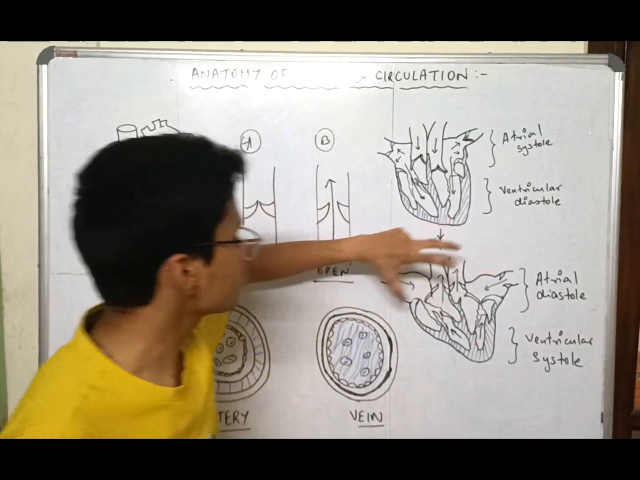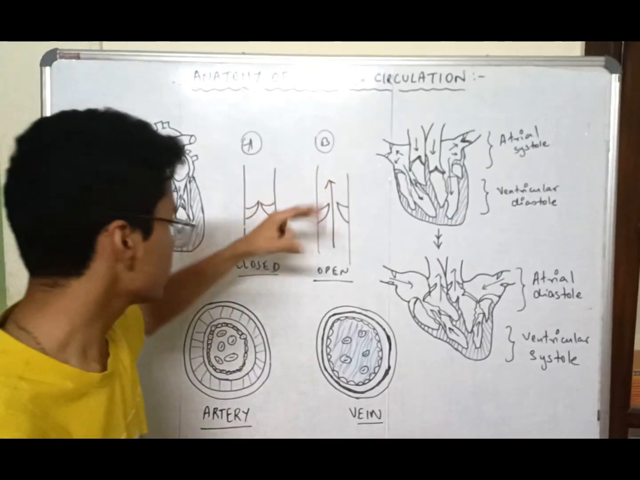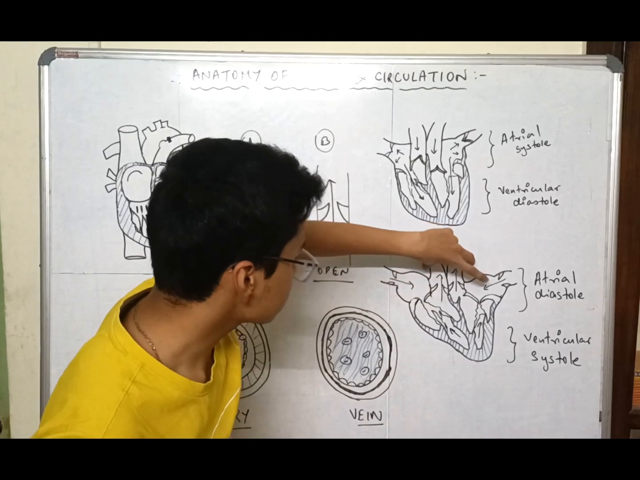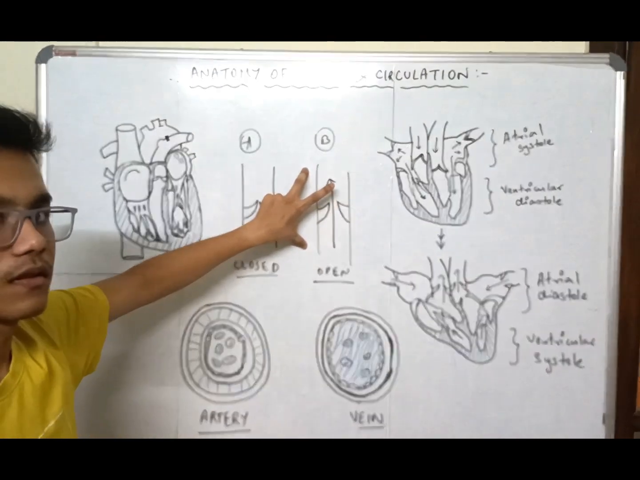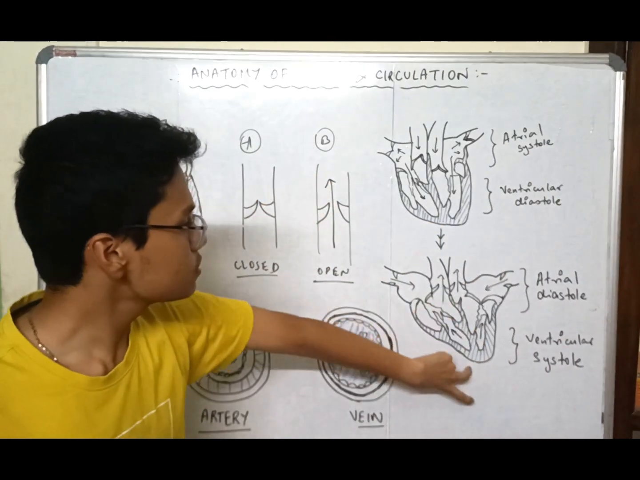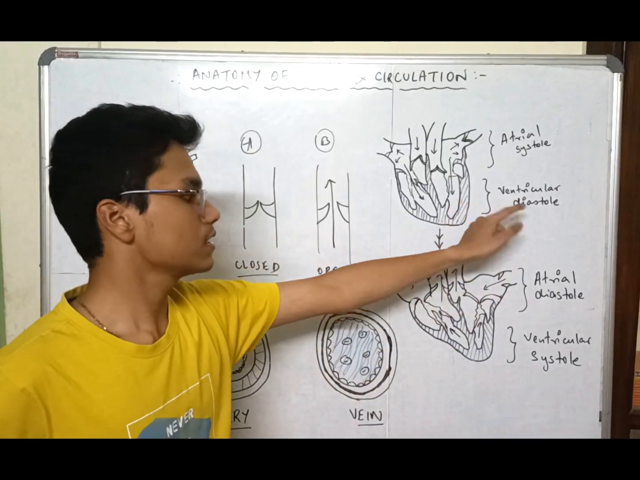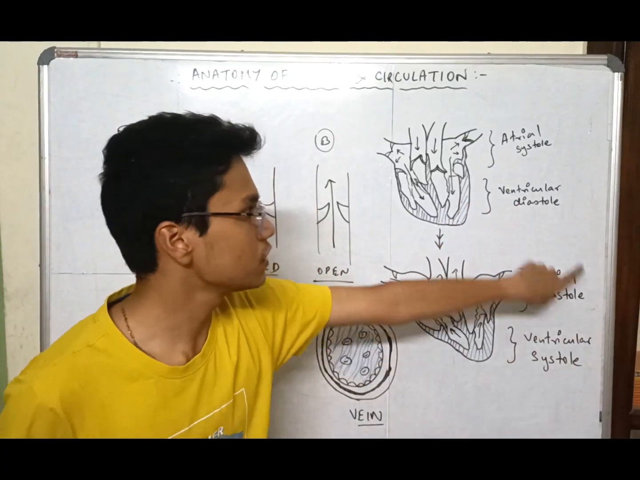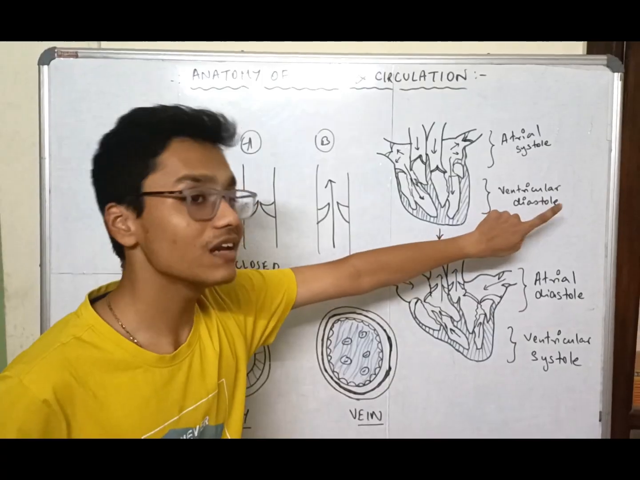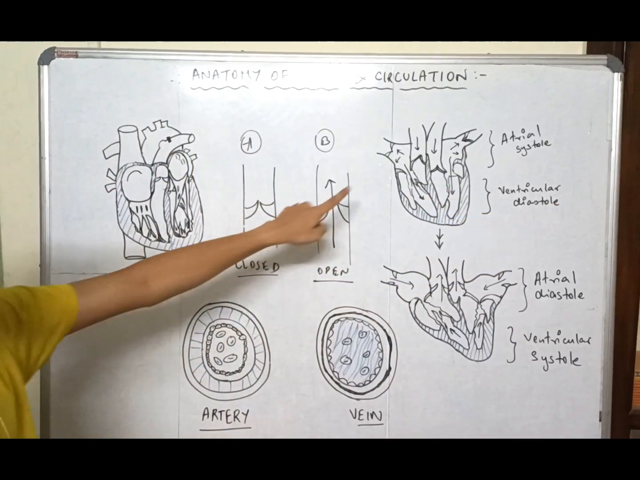This is only the magnification of this situation. I will be creating the concept further. Imagine that this case is the magnification of this. When this situation converts to this, when it goes from ventricular systole to ventricular diastole, that is, ventricular relaxation, then these valves will be closed.